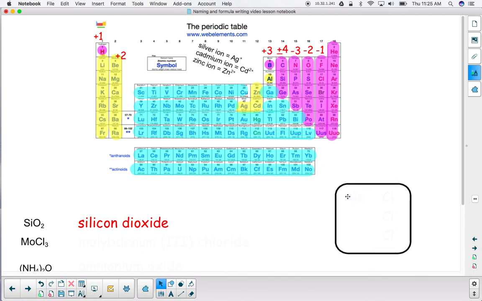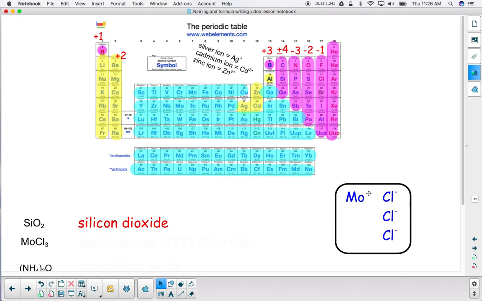We know in our chemical formula that we have 1 molybdenum and 3 chlorides. I've put the charge in on the chloride because we already know that charge. It's the -1 right up here. We have to figure out the charge on molybdenum to include that in the name, and we're going to take advantage of the fact that we know this whole mess has to add up to 0.